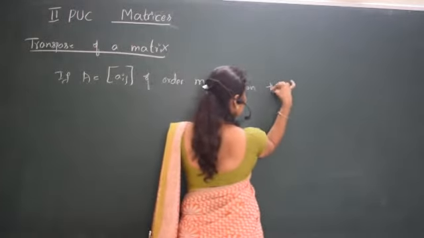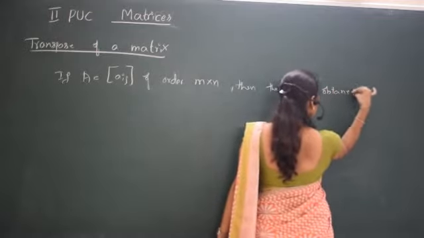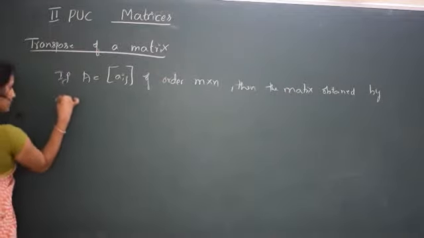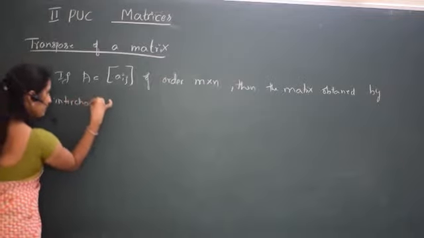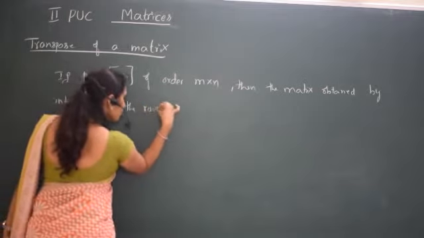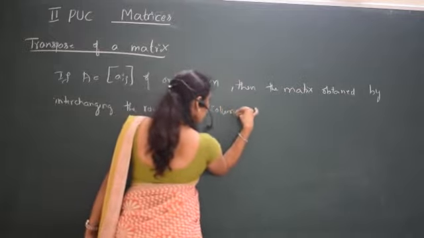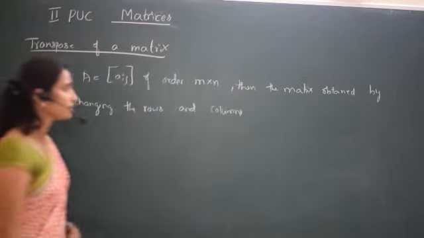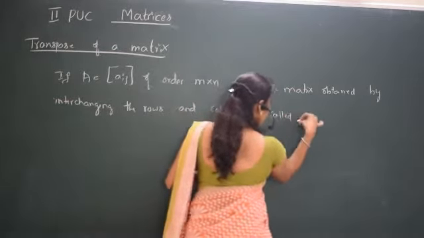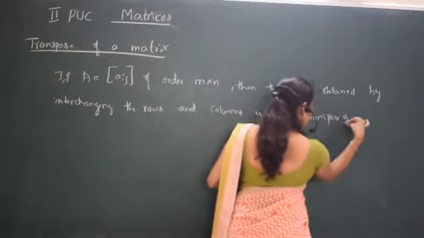If A is equal to Aij of order m cross n, then the matrix obtained by interchanging the rows and columns is called the transpose of a matrix.